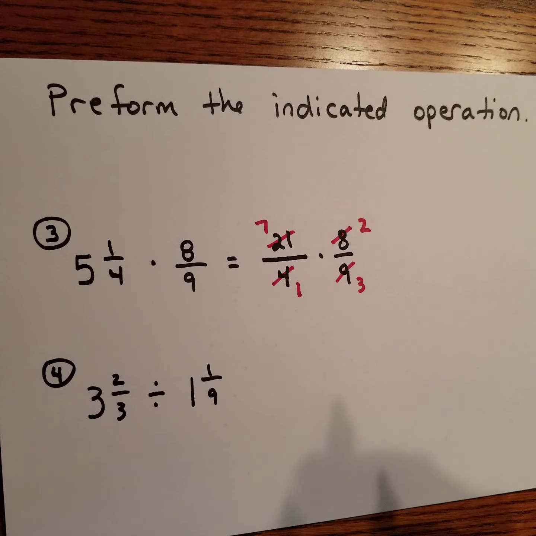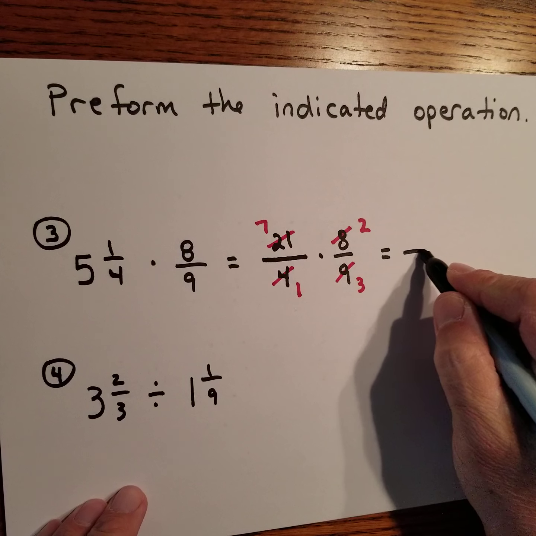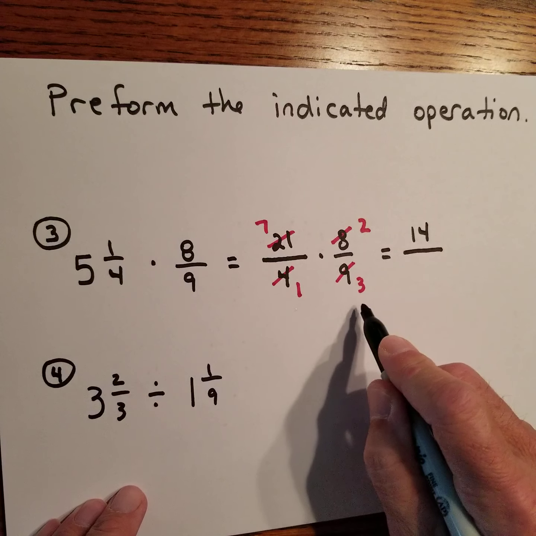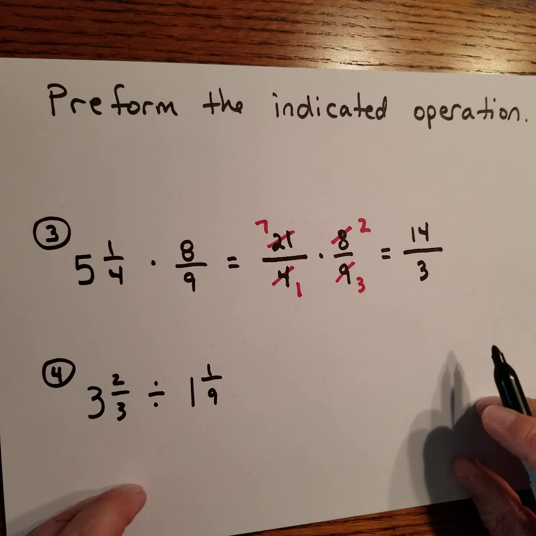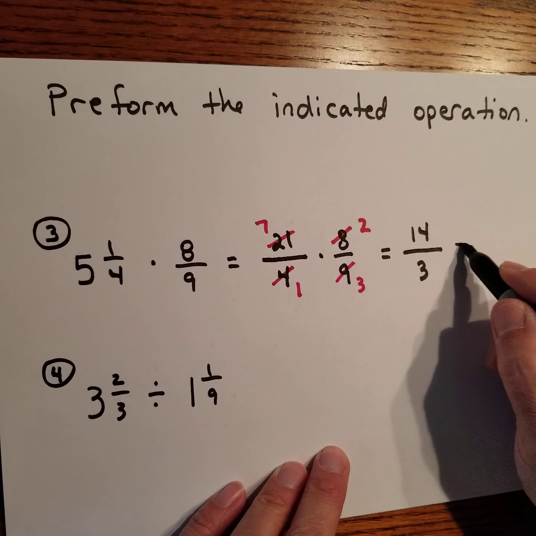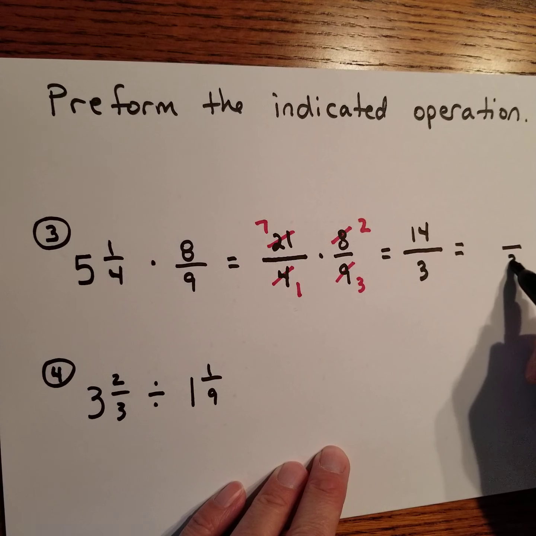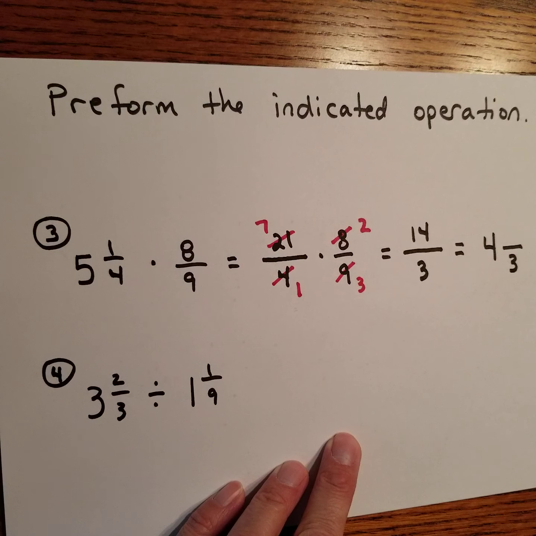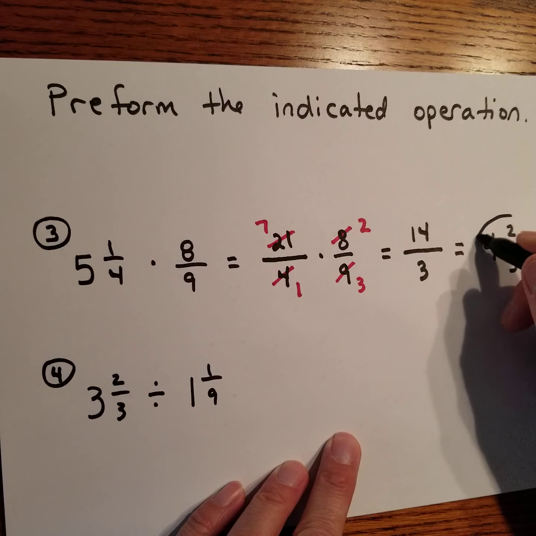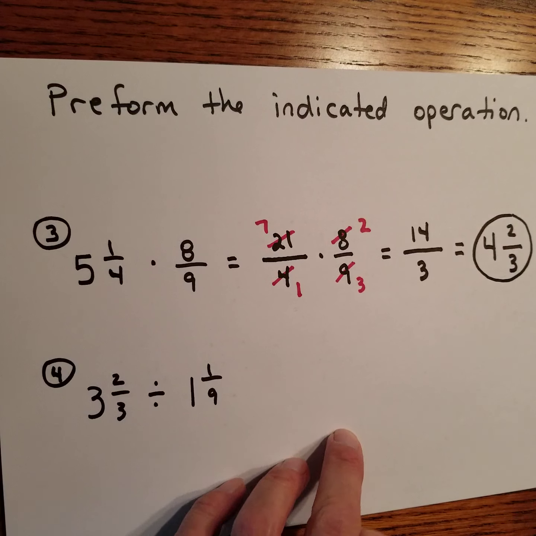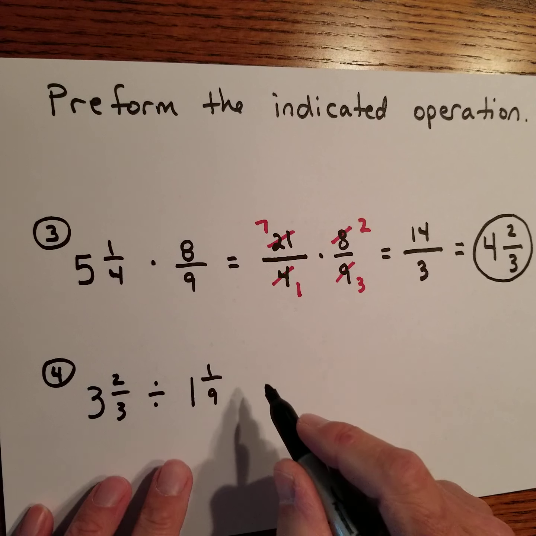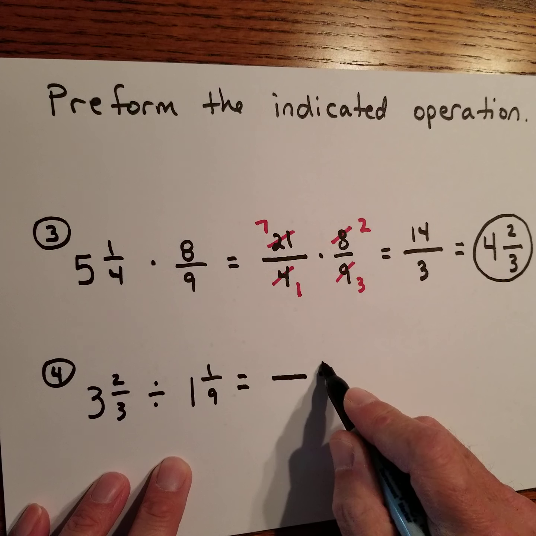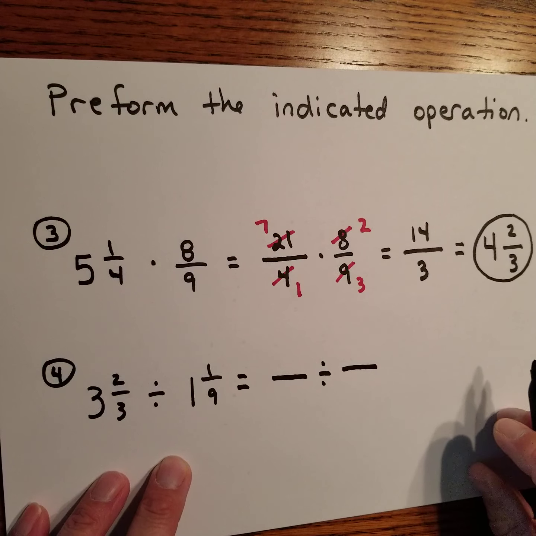Now multiply the numerators and multiply the denominators. 7 times 2, 1 times 3. That's a good answer as an improper fraction. Let's change it back into a mixed number. 3 goes into 14 4 times, with 2 left over. Beautiful. For number 4, on this division problem, I'm going to start by changing both fractions into improper fractions.